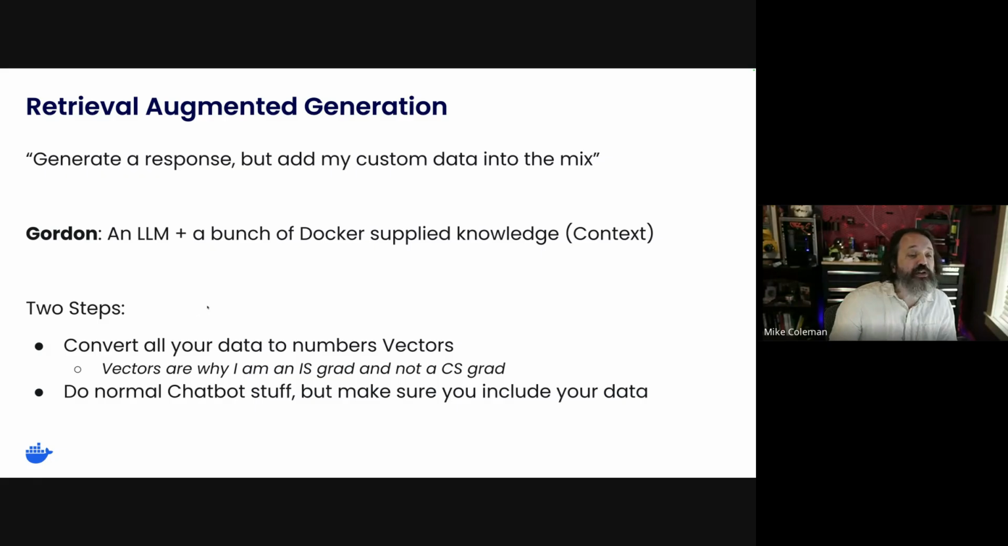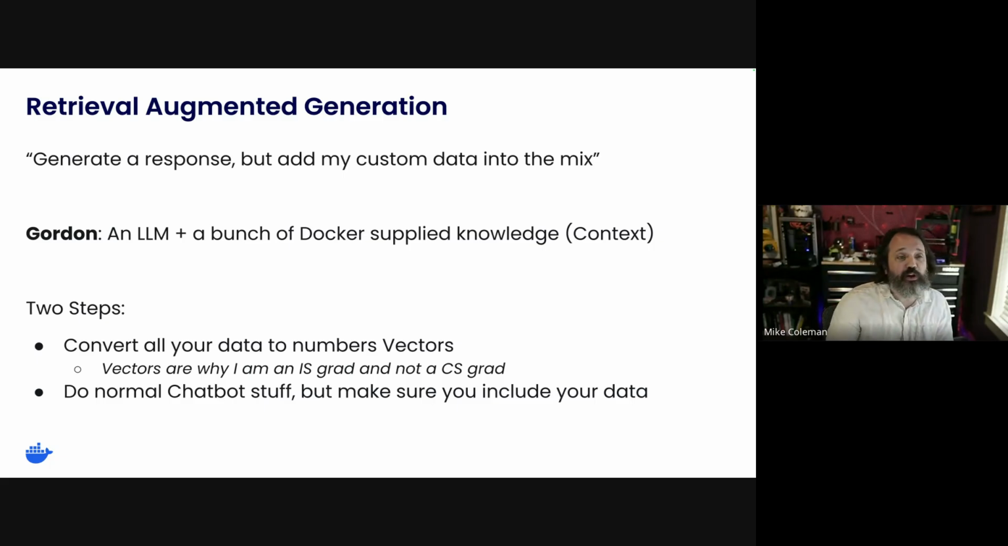So how do you do that, right? So this is a two-step process. You need to convert all of your data into numbers, and those numbers are called vectors. Vectors are why I have an information systems undergraduate degree and not a computer science undergraduate degree, because I didn't understand them. So I am not a vector mathematician, but I'm going to explain to you how they're used in a way that hopefully you can understand.